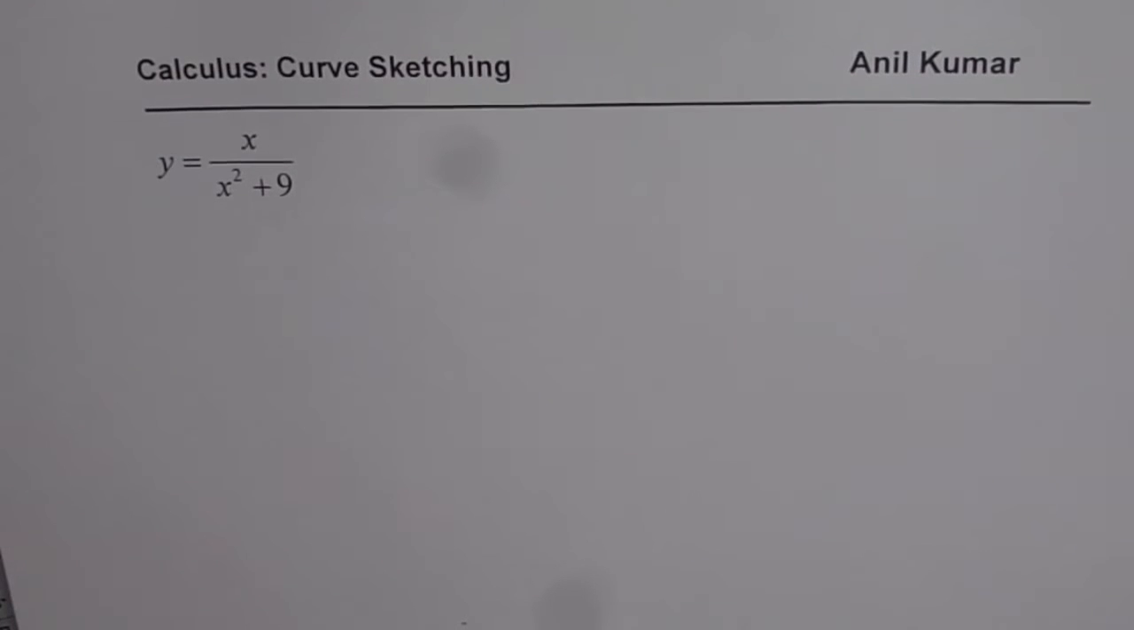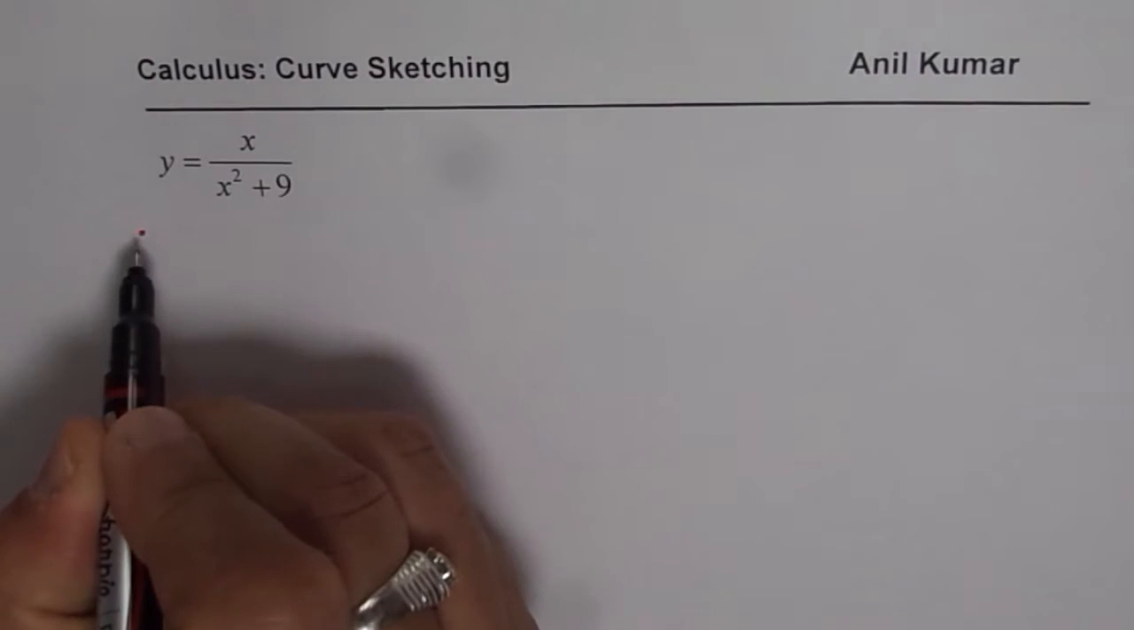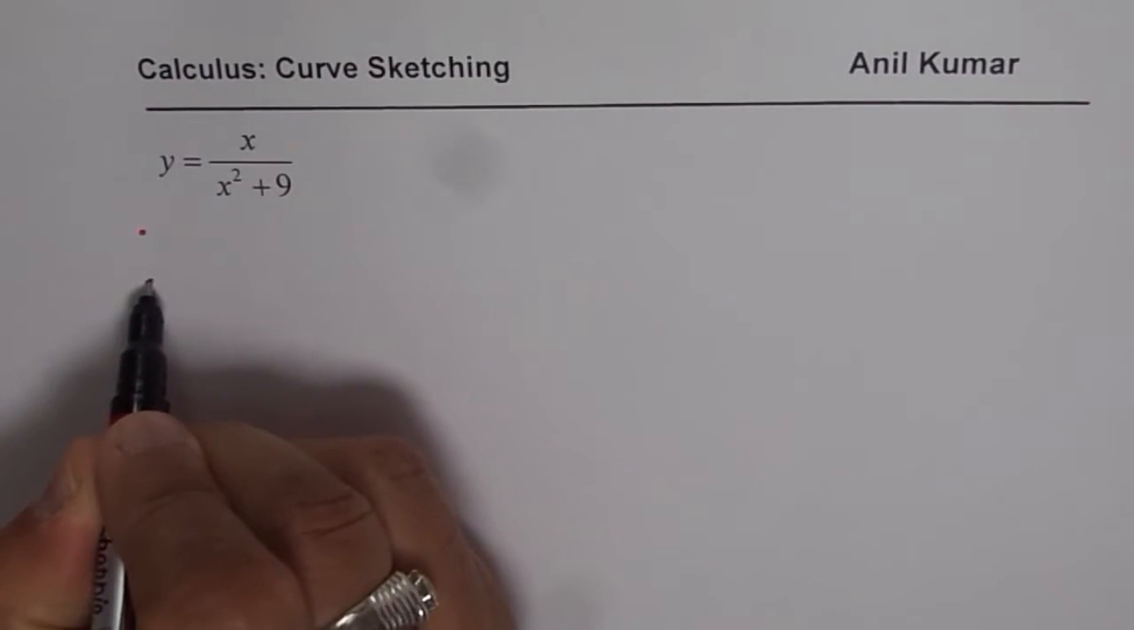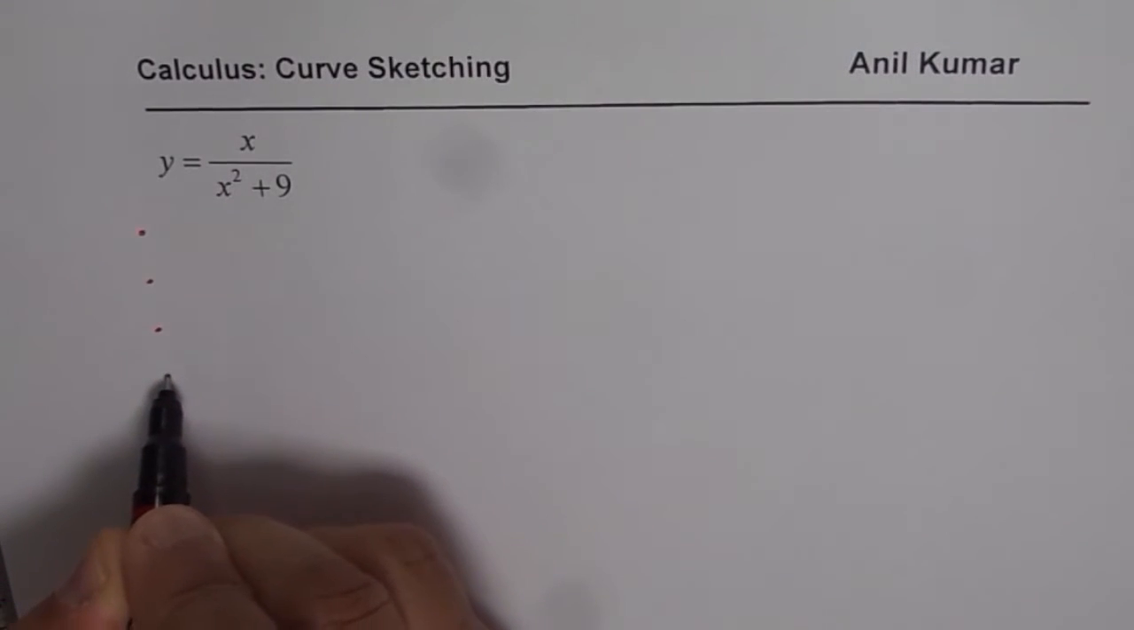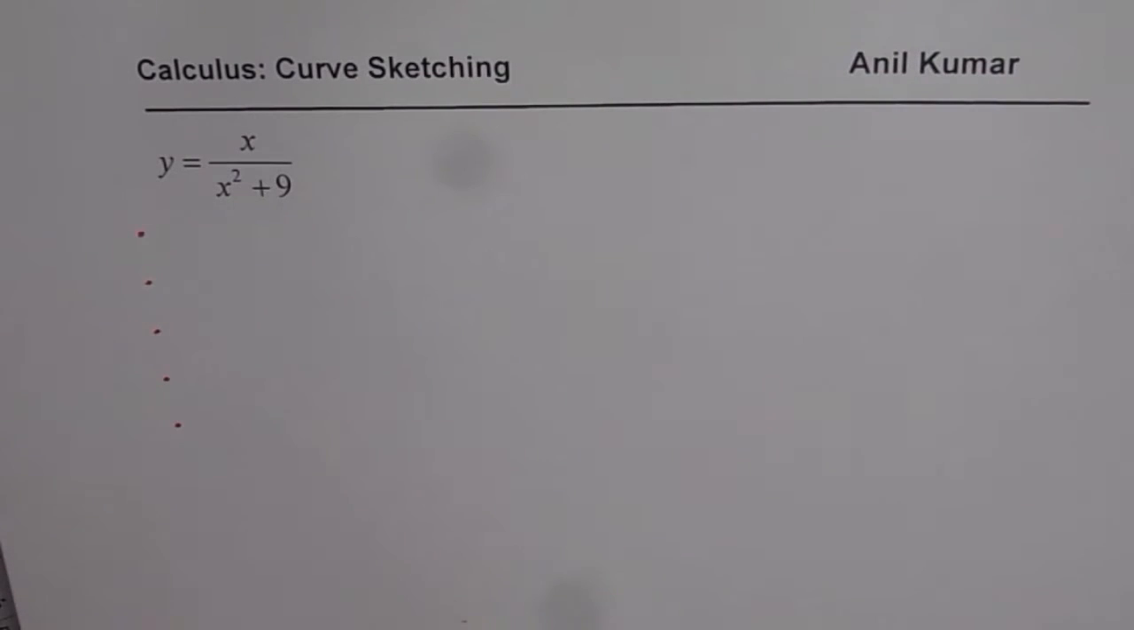I'm Anil Kumar, and in this video we are going to discuss most of the things which you need to know about curve sketching. So we have a function y equals x over x squared plus 9. Let us try to find all significant characteristics of this function so that it can be sketched properly. So what are those characteristics which you should be looking for? Let us try to list them and then we'll find them one by one.